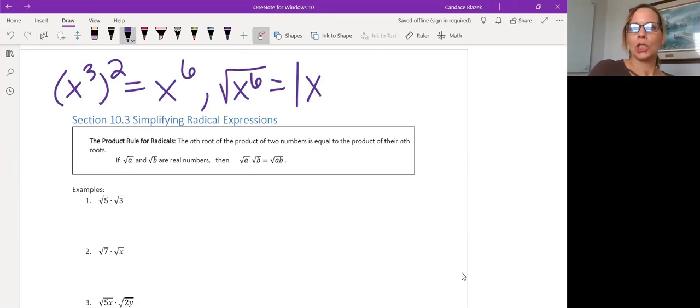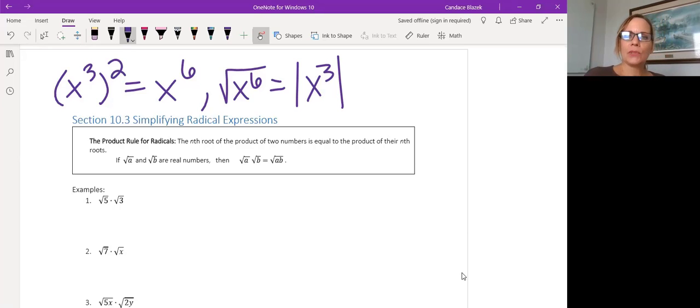Okay. Now, another thing that we are going to assume from here on is that our variables are positive. So what that means is that we can drop the square root signs. All right. So when you take the square root of a variable with an even exponent, you cut that exponent in 2. And we'll get some examples here.